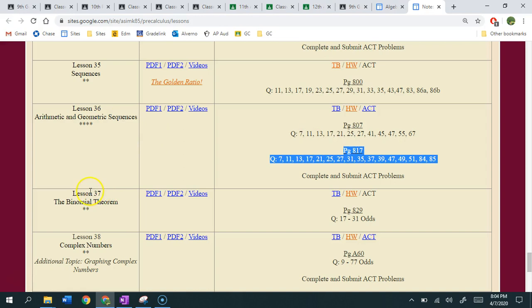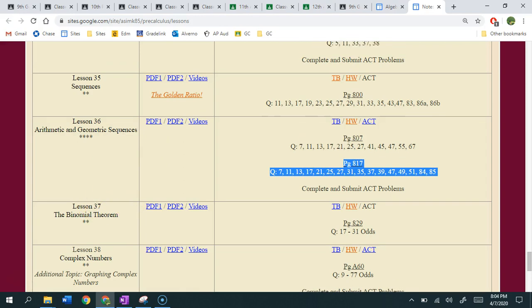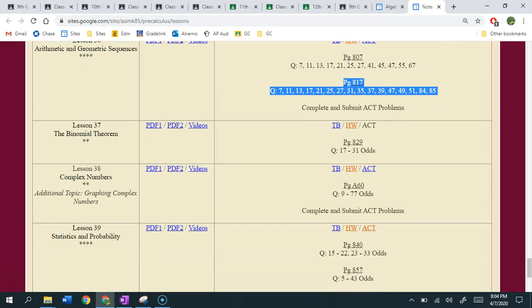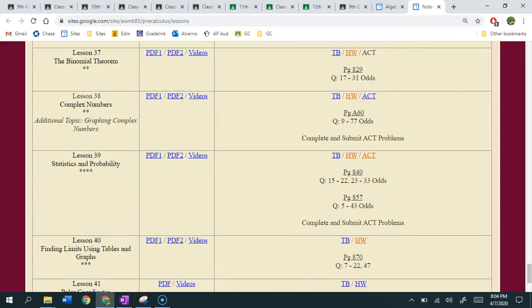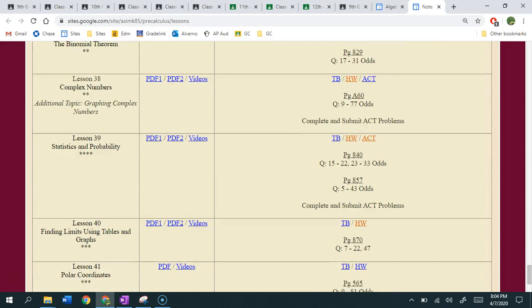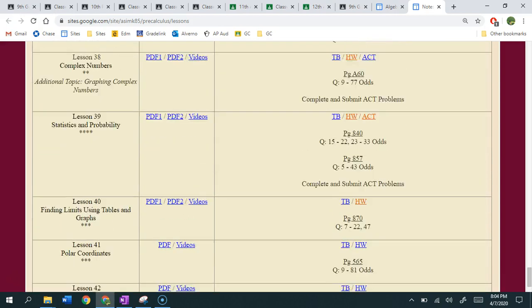After that, we're going to do lesson 37, which is called the binomial theorem, and that's going to be the end of sequences. So it's a small subject that we learn, and we're going to continue after that with a few other topics, inshallah. But as you can see, the end of the course is in sight. All right.